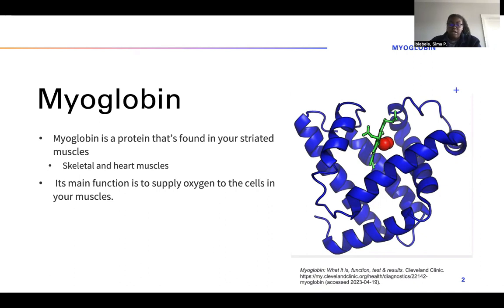The image on the right is of a myoglobin protein. The green corresponds with the heme group, and the red corresponds with molecular oxygen. The blue is the rest of the protein.